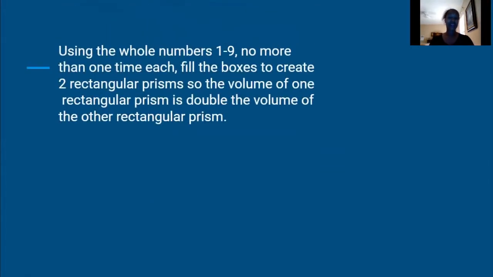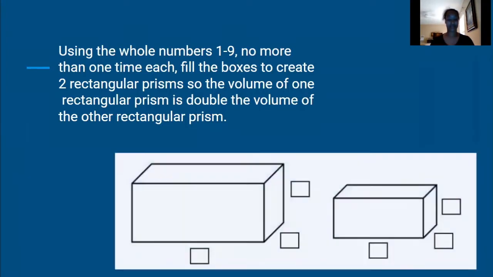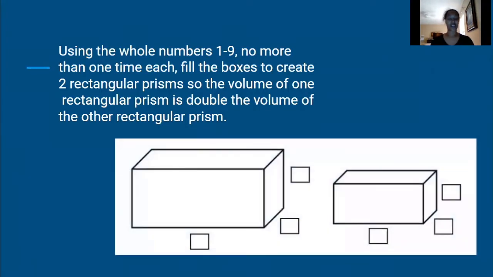So your task today is using the whole numbers 1 through 9. You can only use them one time each. You're going to be presented with 2 rectangular prisms. One is larger and one is smaller. You will need to find the volume and then double the volume of the second figure.